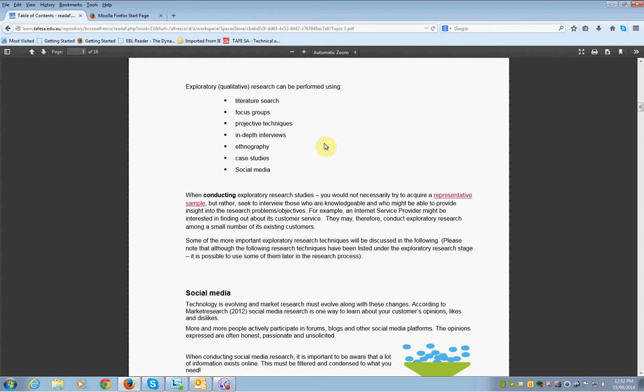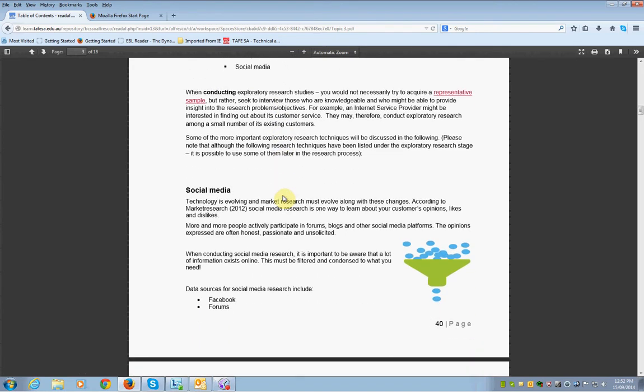Now we'll look at the more important of these techniques in this video. So we will not cover everything, just the most commonly used methods. The first one is social media.